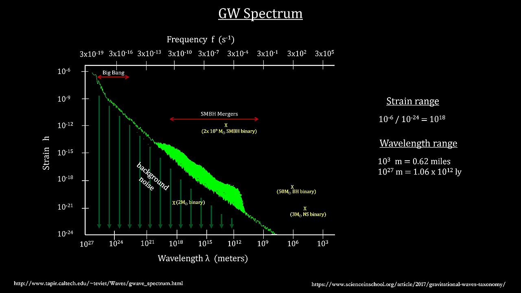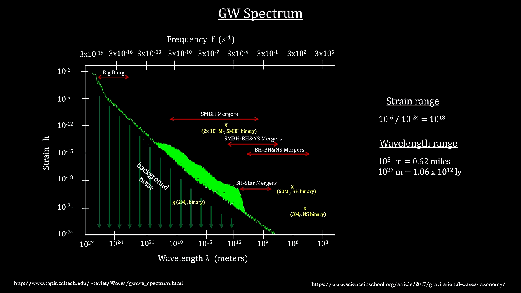Here's the range for supermassive black hole mergers. They produce a huge burst of gravitational waves at millihertz frequencies, detectable throughout most of the known universe. Here's the range for supermassive black hole mergers with stellar mass black holes and neutron stars. Here's the range for stellar mass black hole mergers with stellar mass black holes and neutron stars.